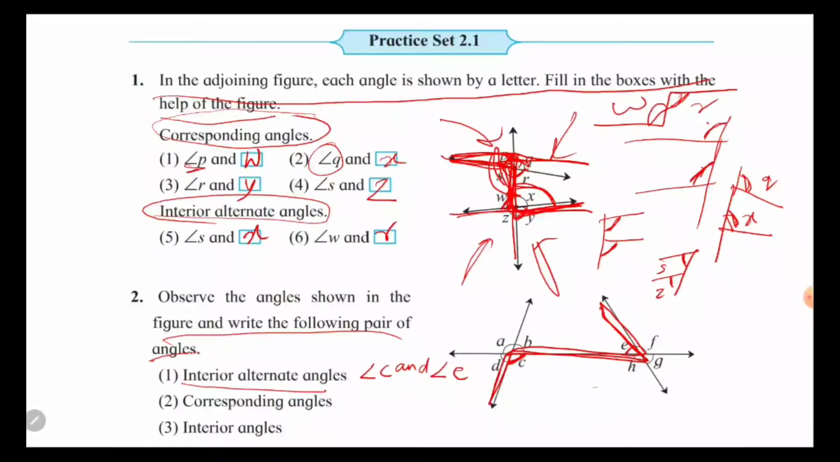Okay, and again there is this type of figure. Okay, you all can see that this type of figure, here it is making B and here it is making H. So it will be angle B and angle H. This will be your first answer. इसका आंसर ये रहेगा. Okay, now next.